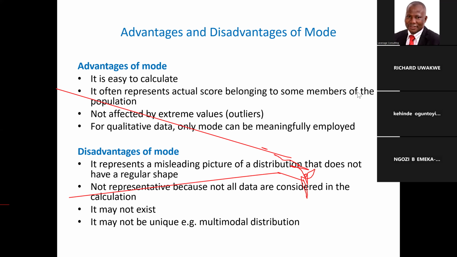Then it may not be unique, in the sense that you may have two modes. You may call it bimodal. Maybe we have two different values that have the same highest frequency, so in that situation it's two modes. If you have three different numbers that have the same highest frequency, that's trimodal.